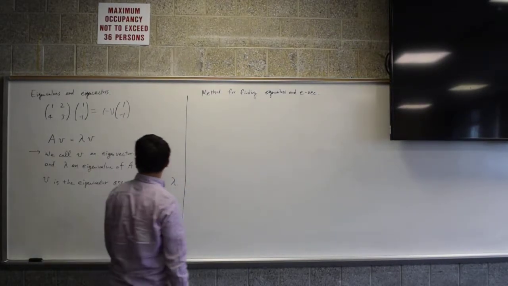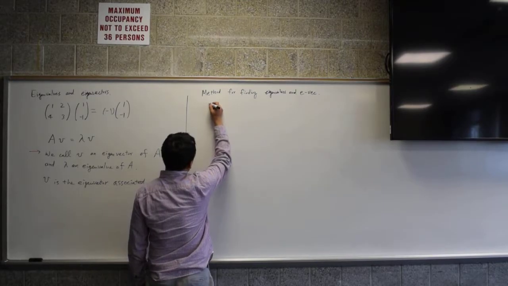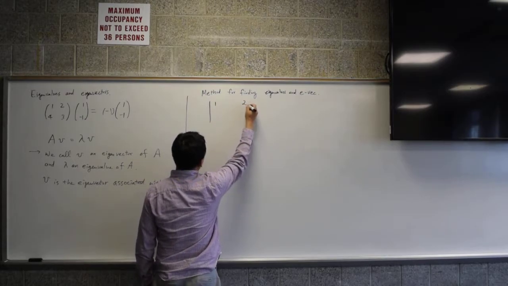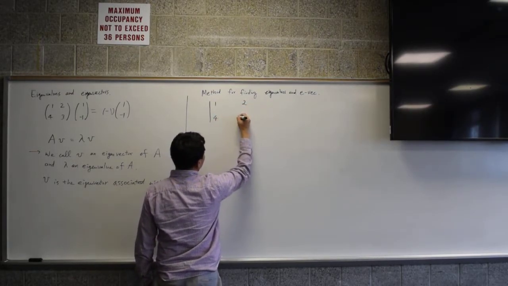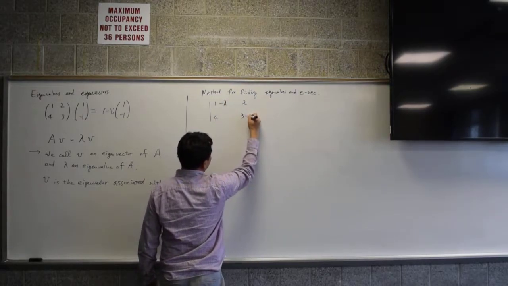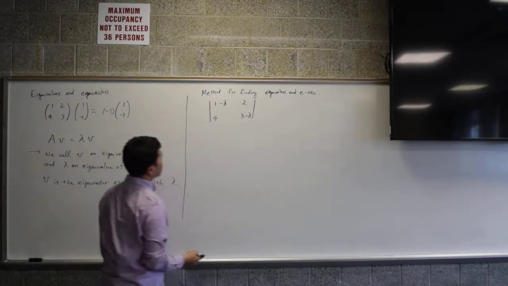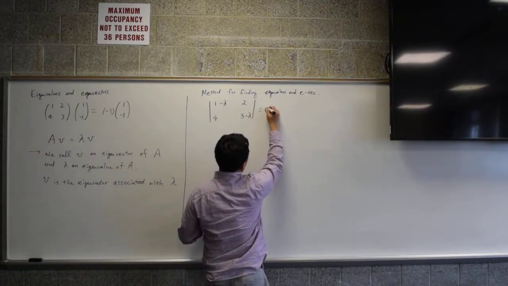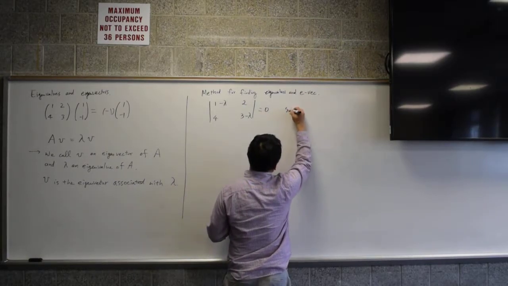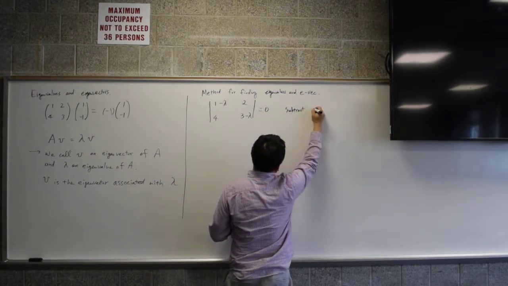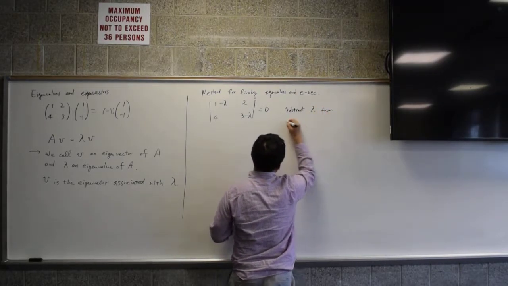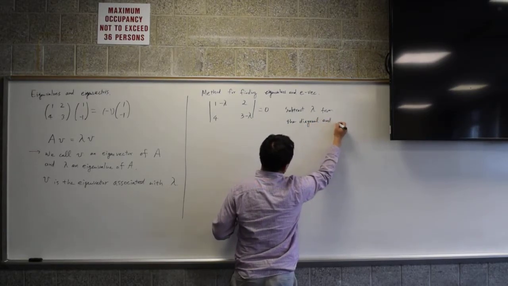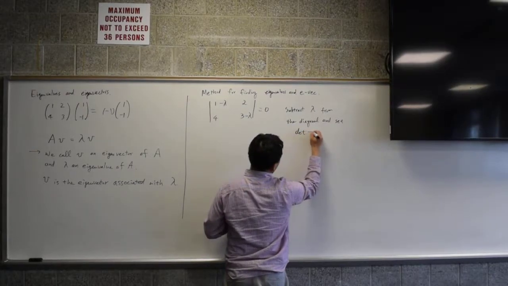The first thing that you do is you take the determinant of the matrix, but you subtract lambda from the diagonal and set it equal to 0. So, subtract lambda from the diagonal and set the determinant equal to 0.